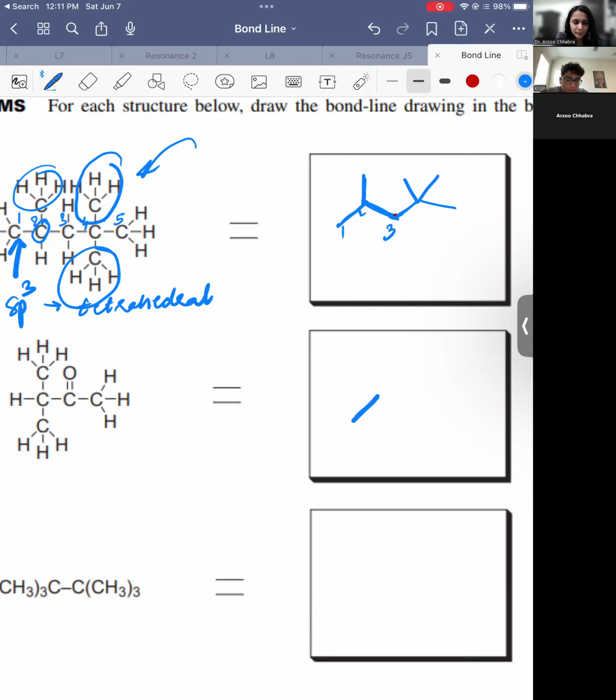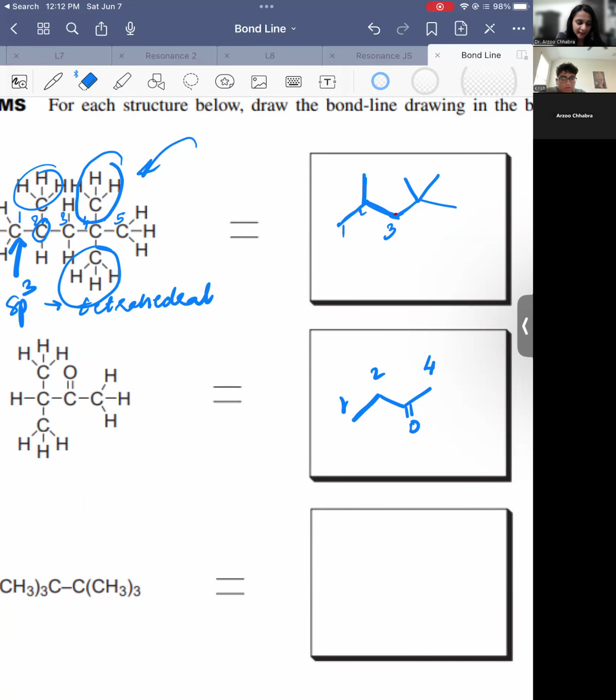Okay, and then you can go draw carbon 3 and carbon 4. So we got 1, 2, and then 3 and 4. And then on carbon 3, you have to draw the oxygen because it's not a hydrogen. So you have to draw a double bond and then the oxygen. And then that's it. So we got this, and then do we have anything else?